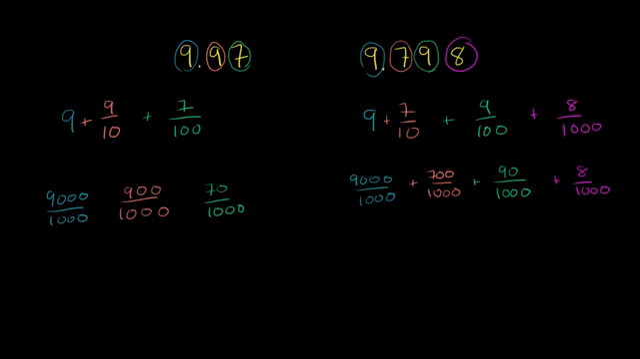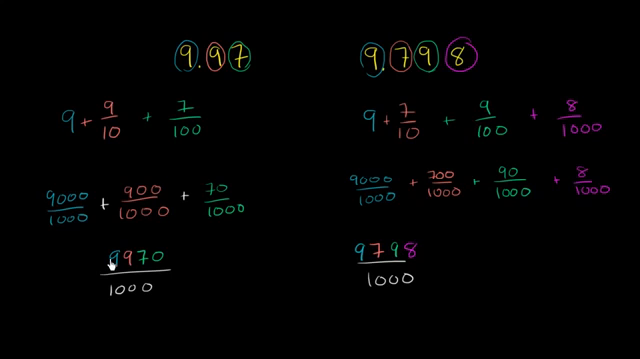And so what is this number on the left? How many thousandths is it? It's 9,970 thousandths, while this number on the right here is 9,798 thousandths.